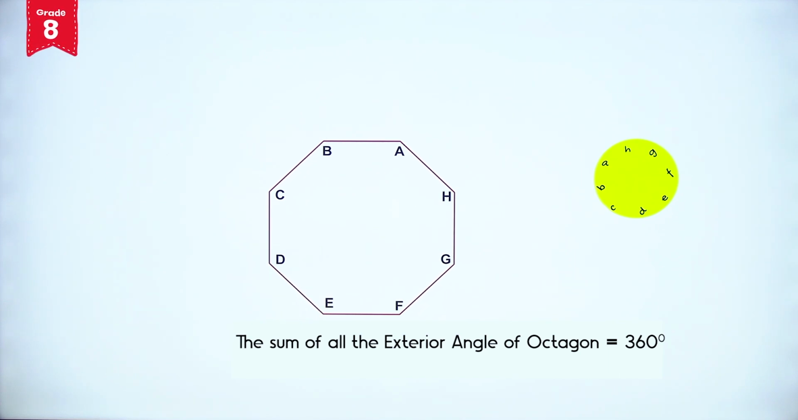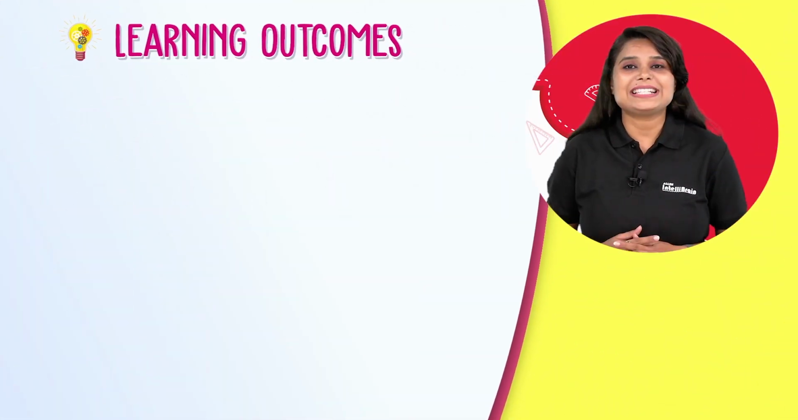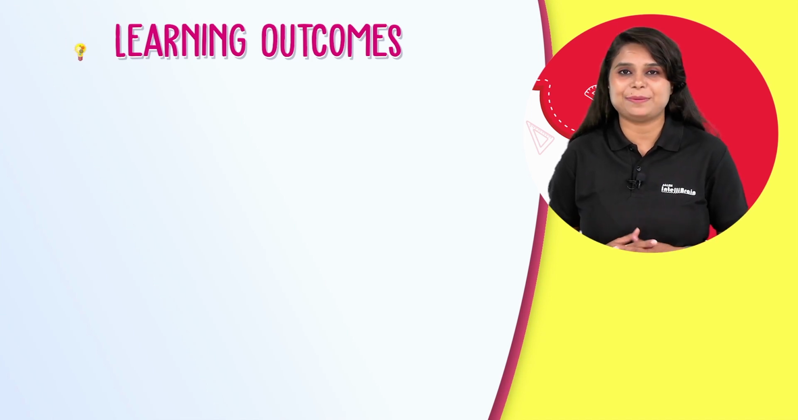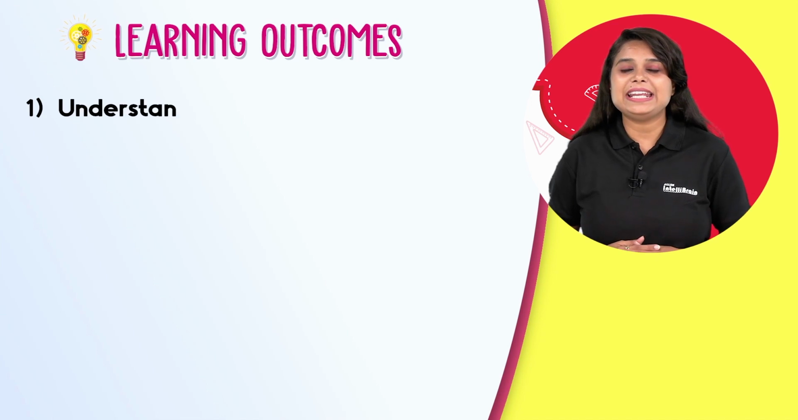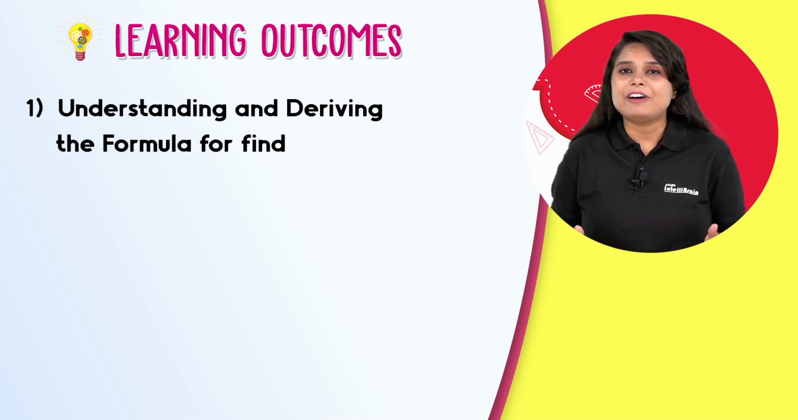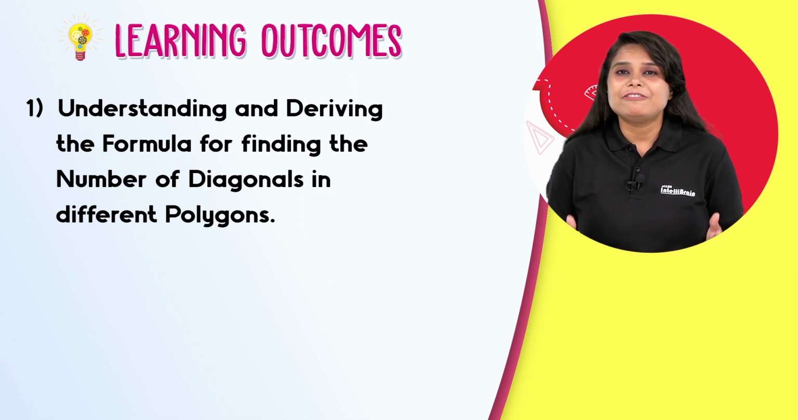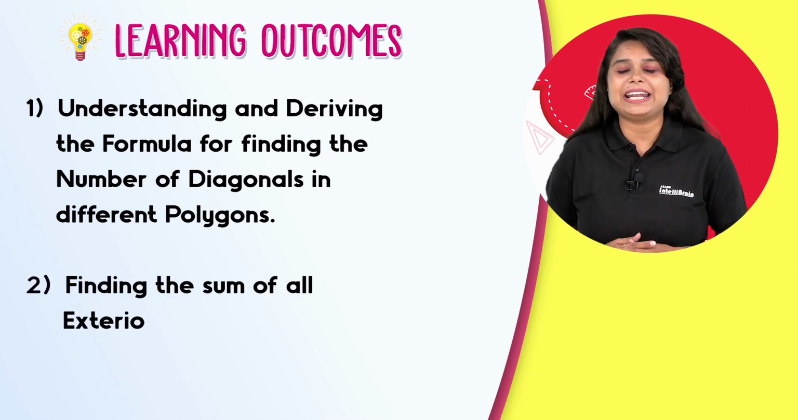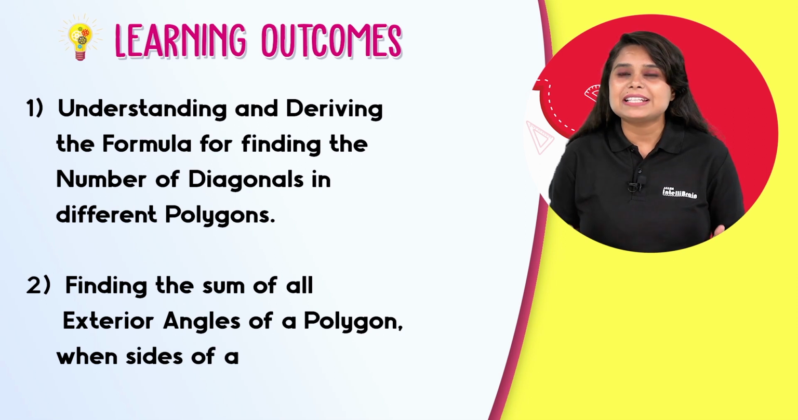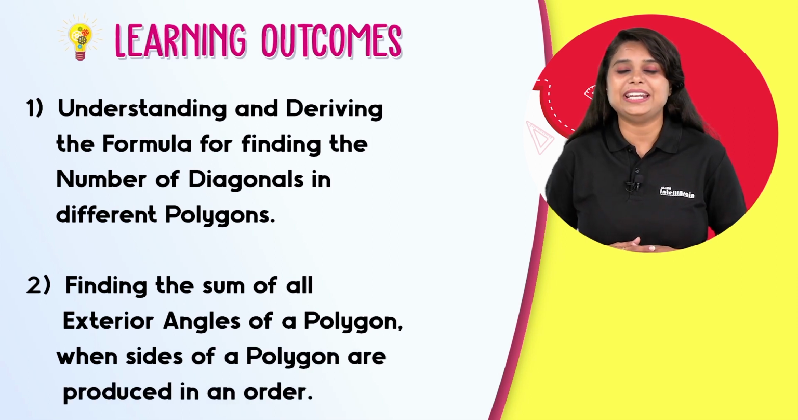Now you can try yourself and find the sum of the exterior angles as well as the number of diagonals for every polygon. After doing this activity, you will have gained the expertise in the following concepts. Understanding and deriving the formula for finding the number of diagonals in different polygons. Finding the sum of all the exterior angles of a polygon when the sides of a polygon are produced in an order.